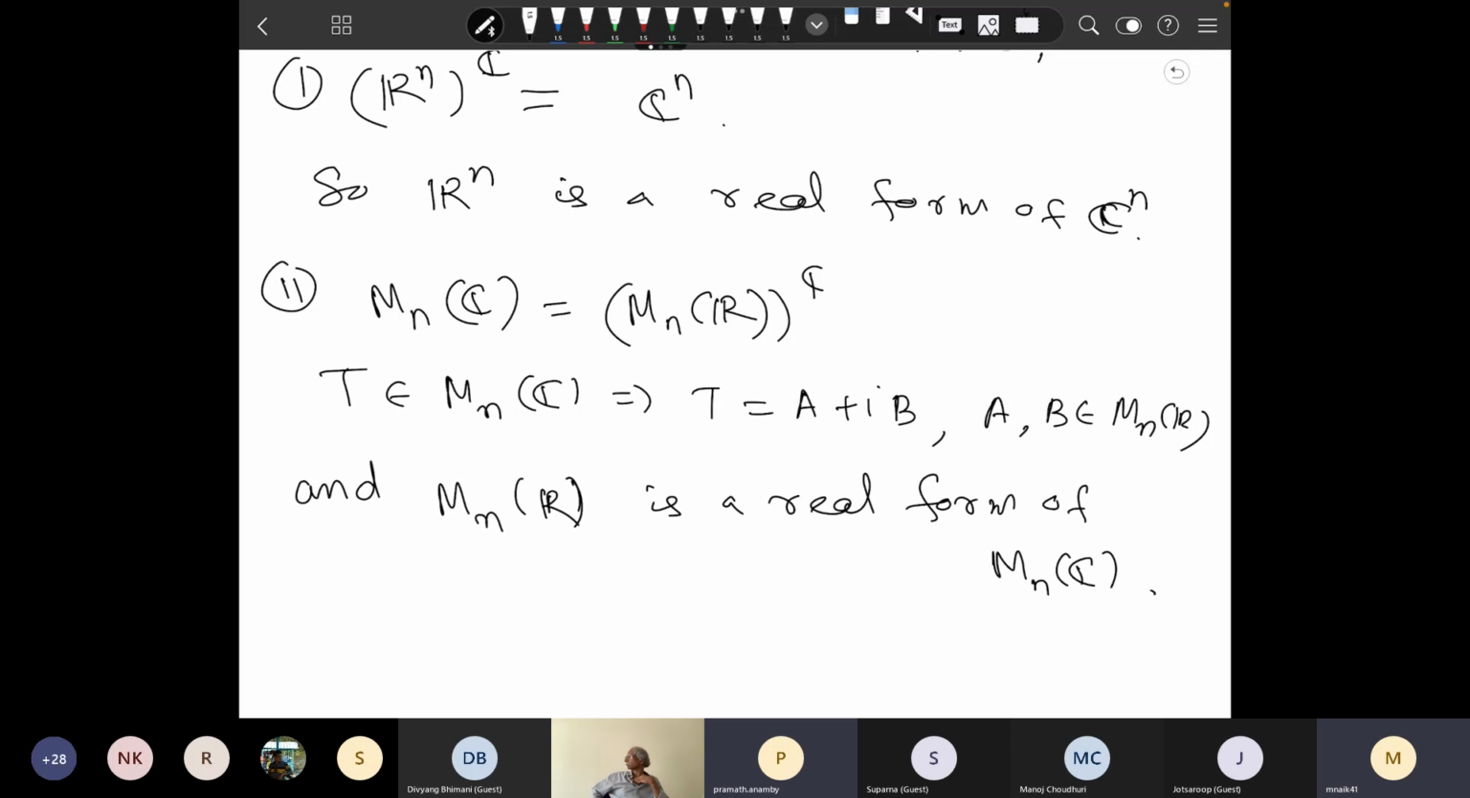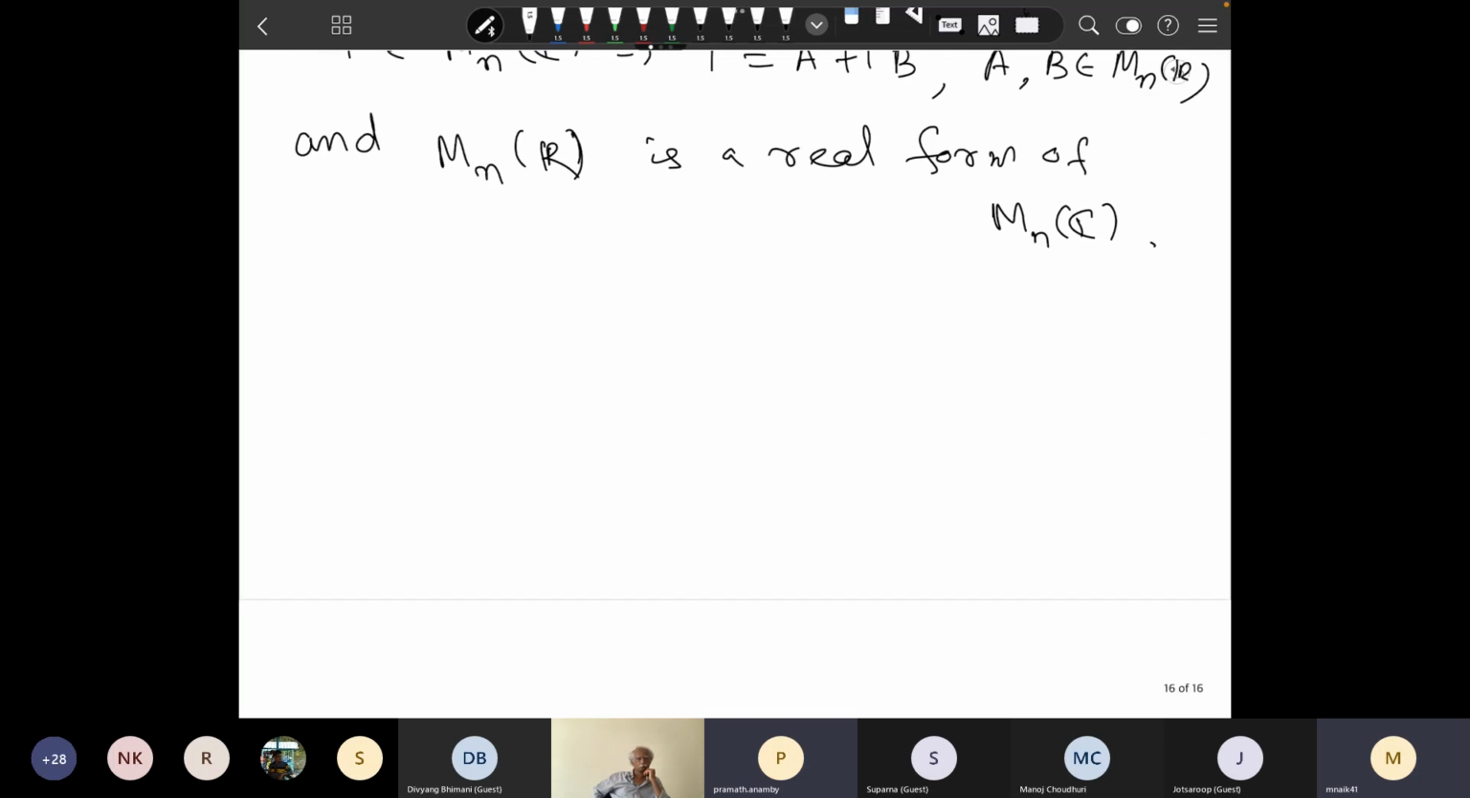There can be many real forms of a given complex vector space. It is not important at this moment, but we'll come back to it when we prove the duality between compact and non-compact symmetric spaces. So this is all about complexification and the complex structure. This is a very important concept, so we'll come back to it.